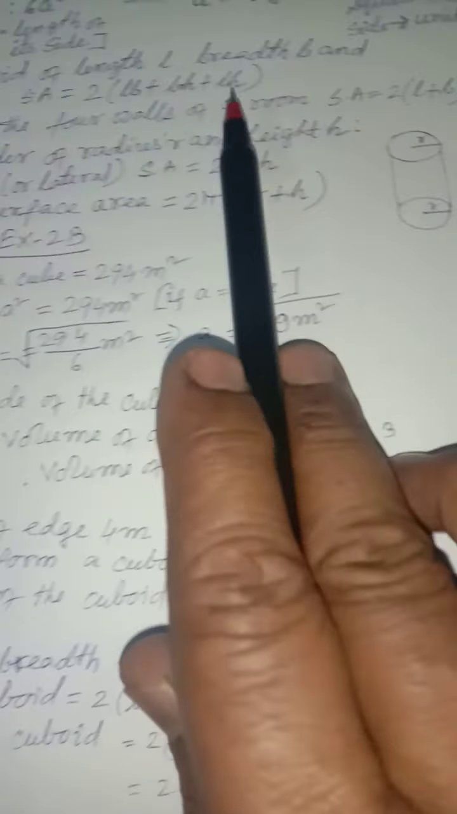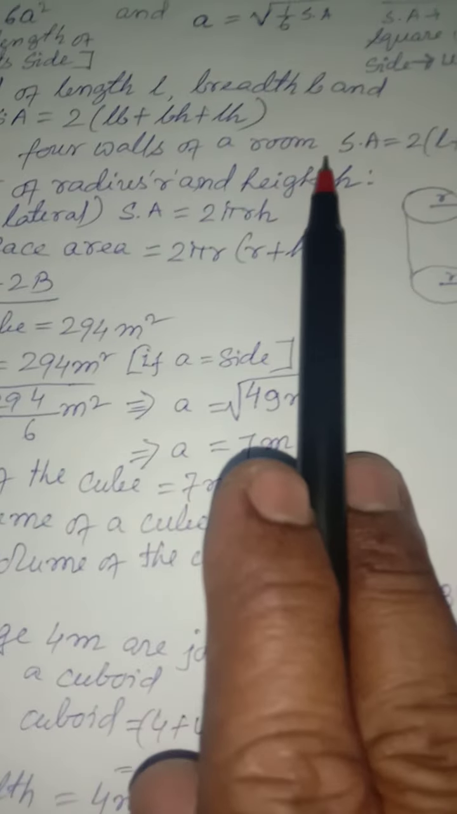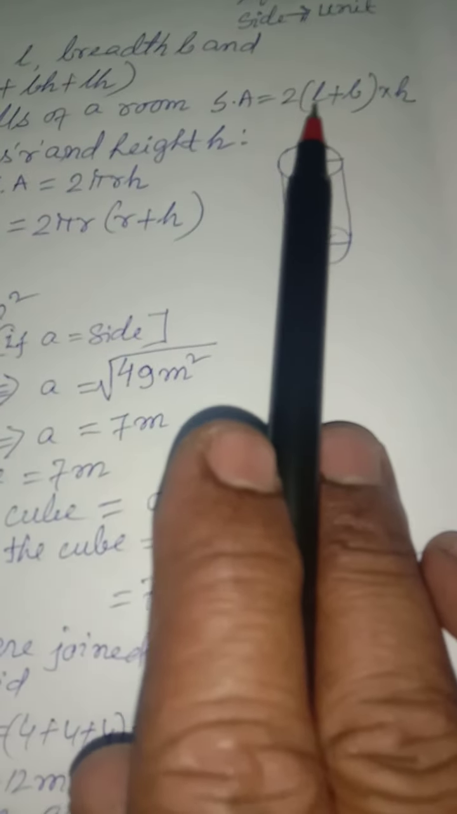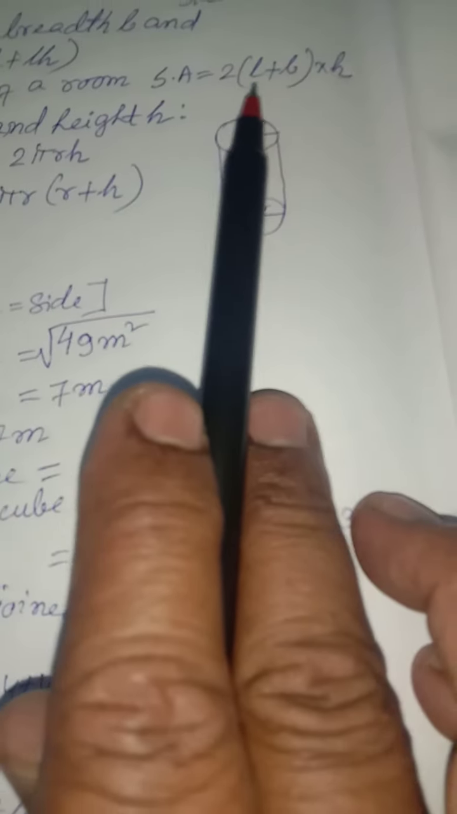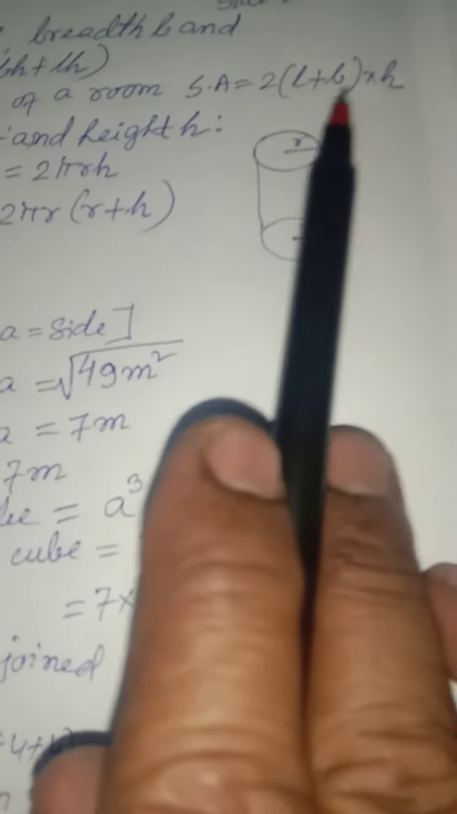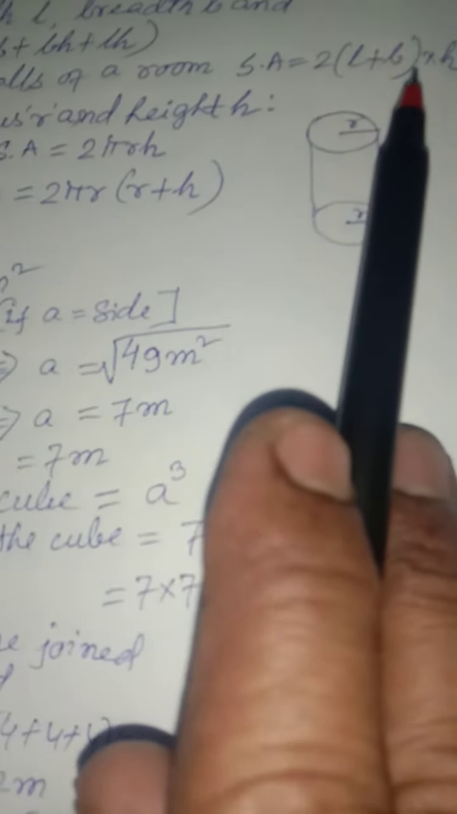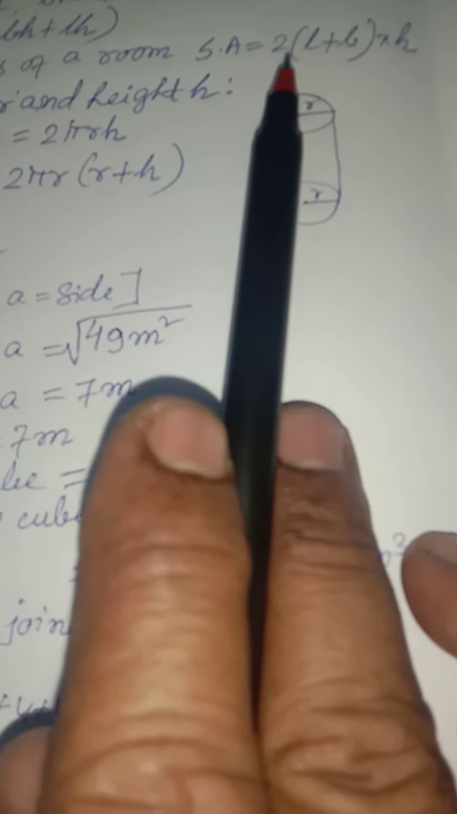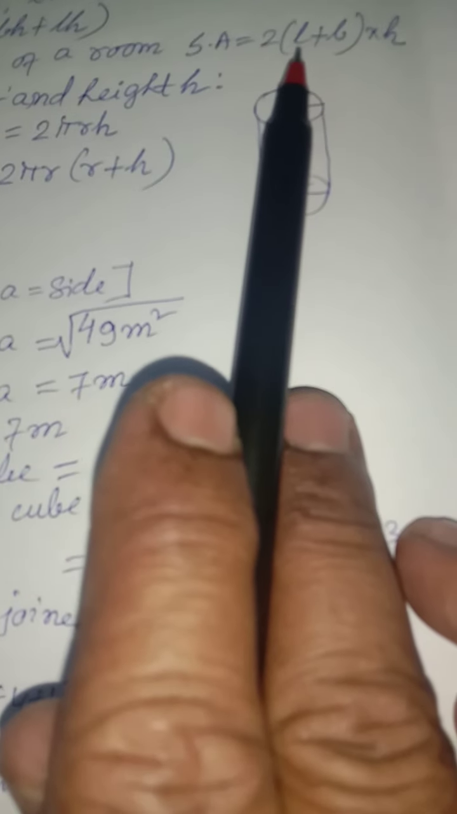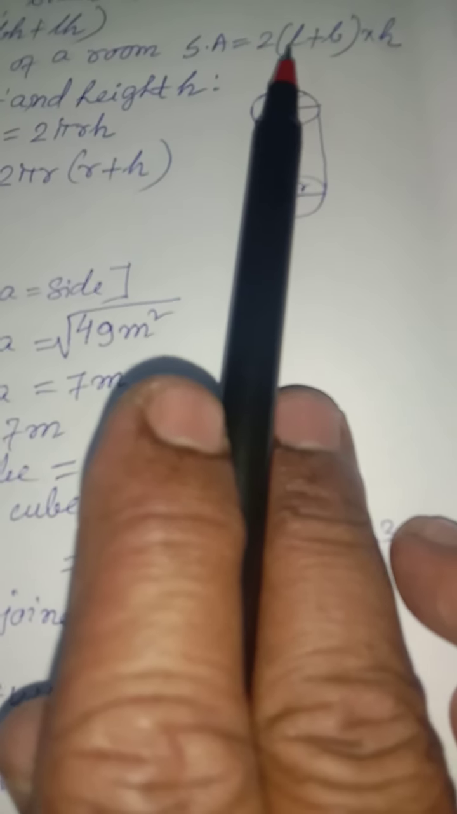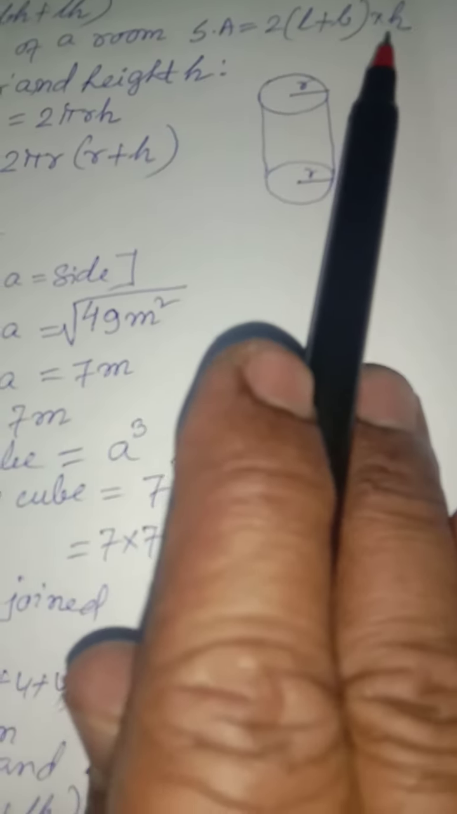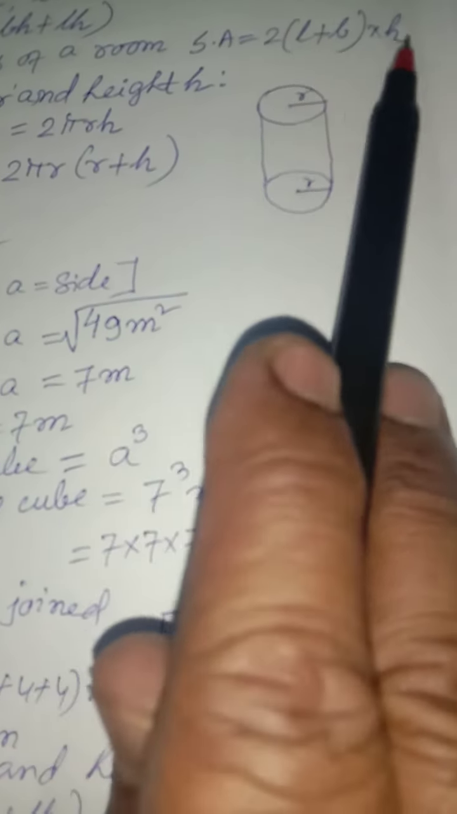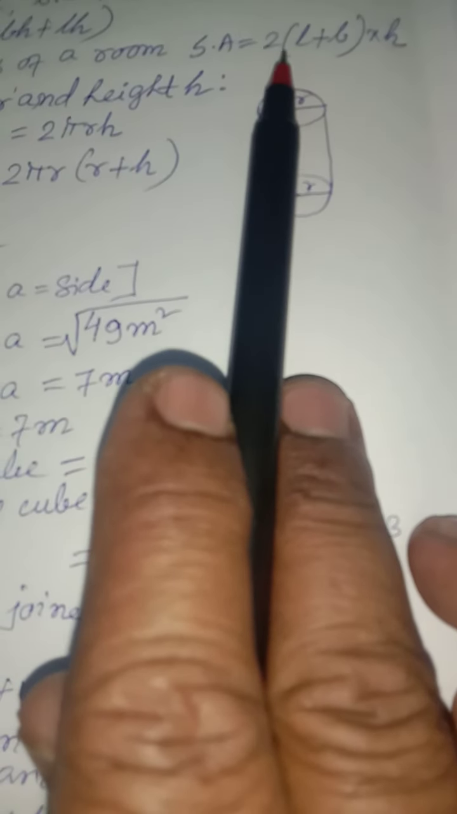Okay, now the area of the four walls of a room, which is very, very important. Remember it. It has got a perimeter. See, how will you find the area? Perimeter into height. Perimeter of a rectangle into height. Remember that, because the wall will have the perimeter, and if you multiply it with the height, you will find the wall area. Could you understand? 2 into L plus B, into H.